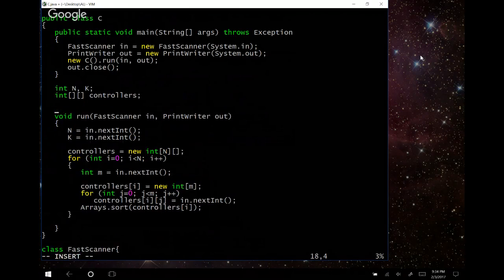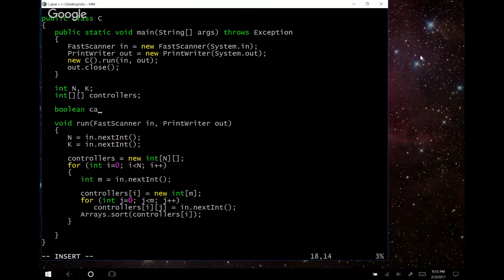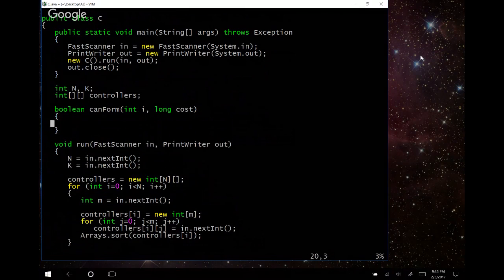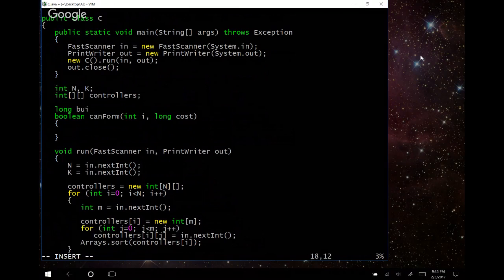So now what I need is a function can form, where I basically ask myself, if I get out to this certain point, can I form a cow of this cost, of some max cost? So I'm going to put in a budget that I can't go over. And if my cost ever exceeds the budget, then I'll get out of here.